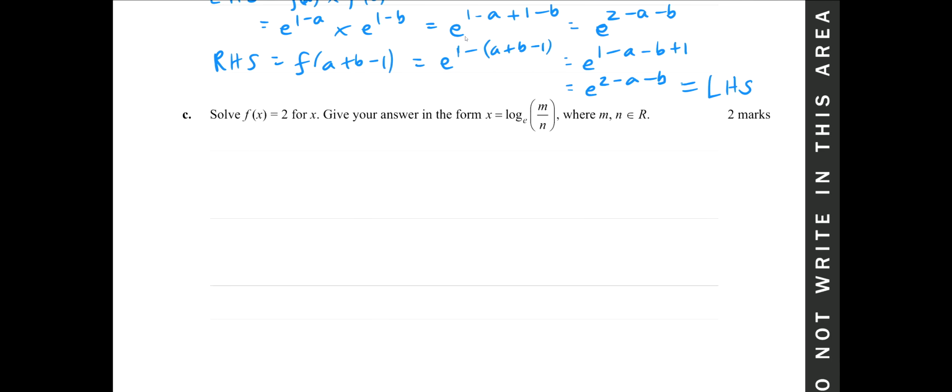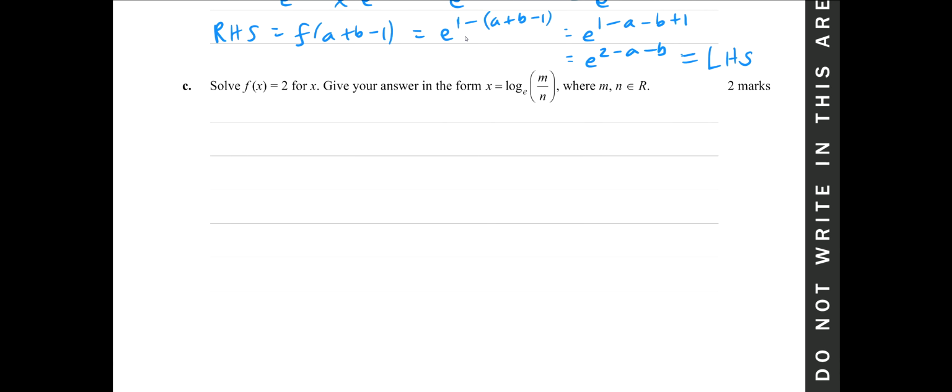Alright, so moving on now to part C. Solve f(x) equals 2 for x, give your answer in the form x equals log e of m over n. Alright, so I'm just going to simply write f(x) is equal to 2, and from then on we can say e to the 1 minus x is equal to 2. We're now going to log both sides with the base of e, so log e of e to the 1 minus x is equal to log e of 2.